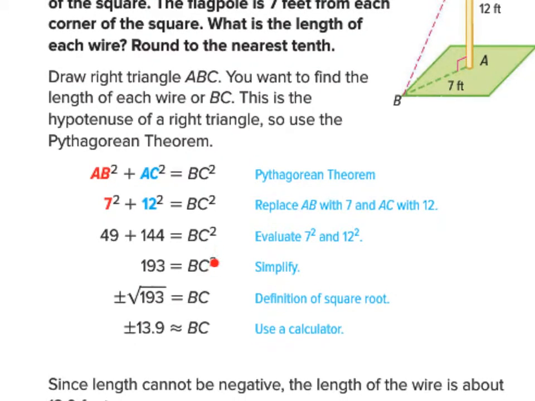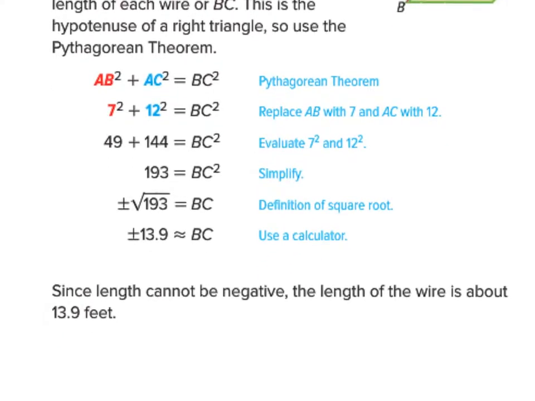To get rid of the exponent, we square root our 193, and we get about 13.9, which for me, I would round right to 14, because it's good to have a little bit extra. And it's a positive number. We cannot have a negative. Since the length cannot be negative, the length of the wire is about 13.9 feet.